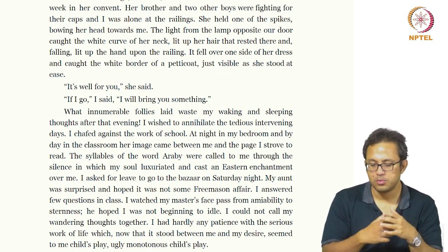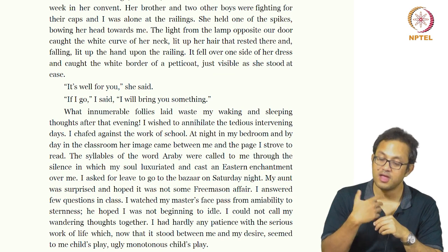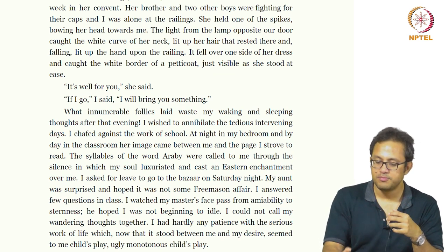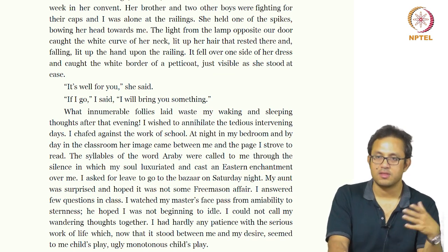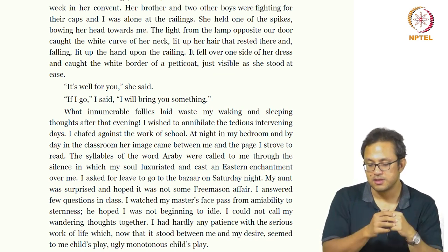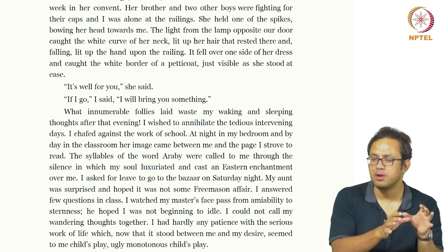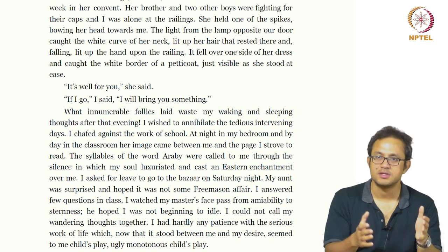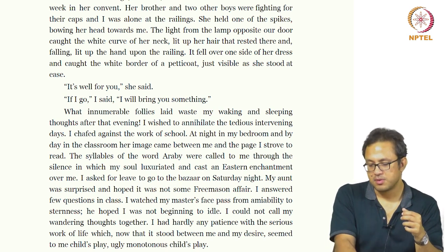So the word Araby would just be conjured up in his mind and "cast an Eastern enchantment over me. I asked for leave to go to the bazaar on Saturday night. My aunt was surprised, and I hope it wasn't some Freemason affair." So again, look at how very topical, politically potent things are very casually mentioned: Freemason affair. So Freemasons were the secret society, this alternative narrative to the Jesuits in Dublin, which had its branches in many other parts of the world, including Calcutta. So the Freemason society was something which was looked down upon by the Catholic Church. And it was attractive to the dissenters of Dublin, most of whom were very unhappy with the church, so they joined the society as some kind of dissent.